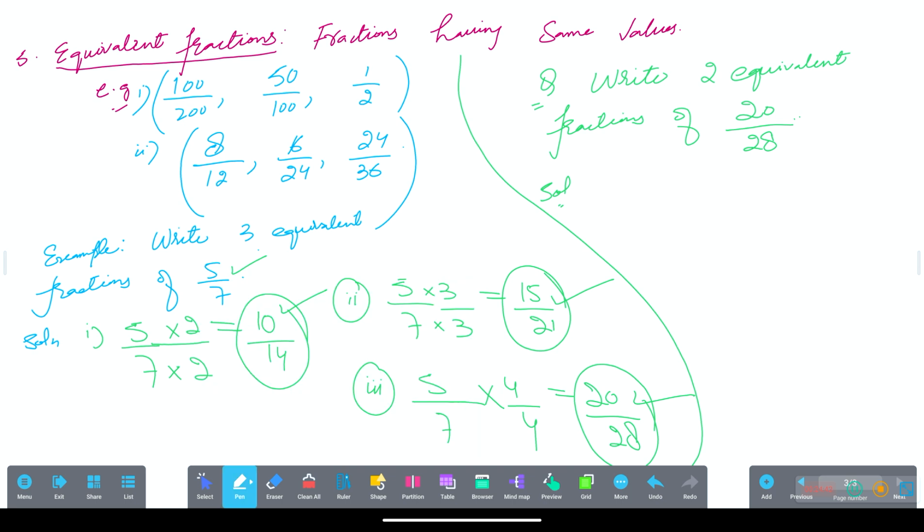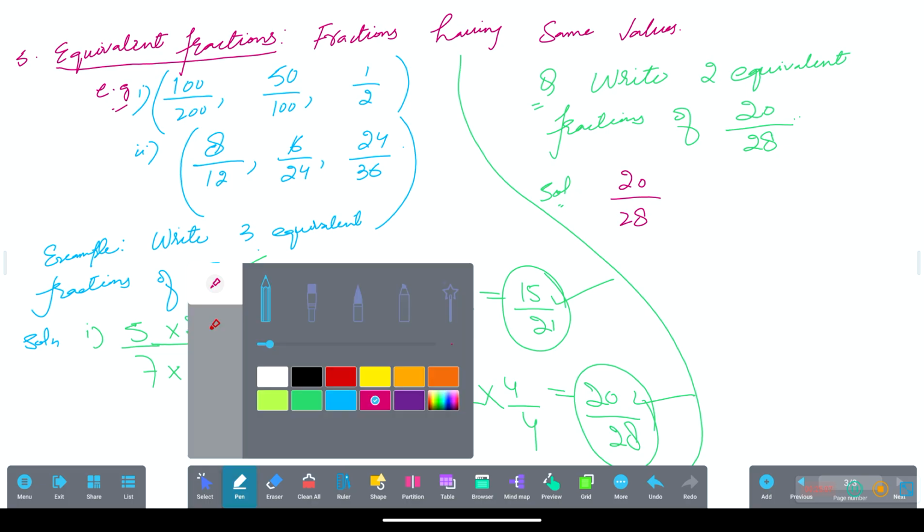Now to find the equivalent fractions of 20 by 28 by the division process. Division is another name of cancellation. Division means you have to actually cancel them by their equal common factors. Whatever is the common factor between 20 and 28, you can do the calculation with that. Now what I am doing here, have a look. I am not taking a division process, I am taking the cancellation process.